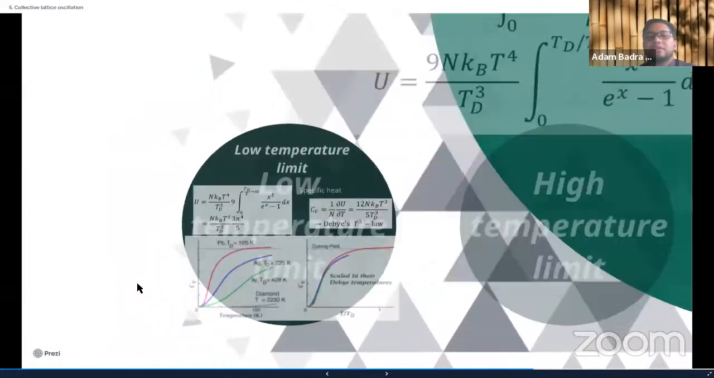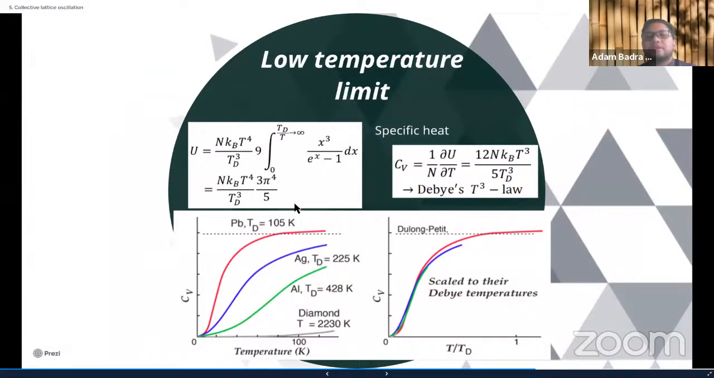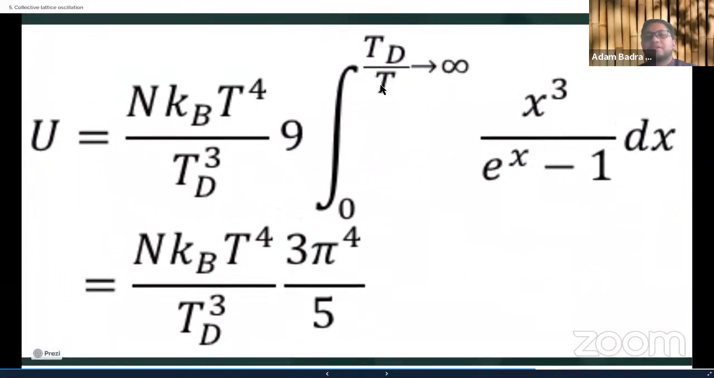The Debye model can describe the high temperature limit. So now, can it describe the low temperature limit? Let's see. For the low temperature limit, what's changed? Because T becomes small, that means that TD divided by T tends to become infinite. It becomes very large, and you can treat it as infinite in the low temperature limit. In this case, this integration is just pi to the power of 4 divided by 15. So 9 divided by 15 is 3 over 5, and so we find that U depends on T to the power of 4.